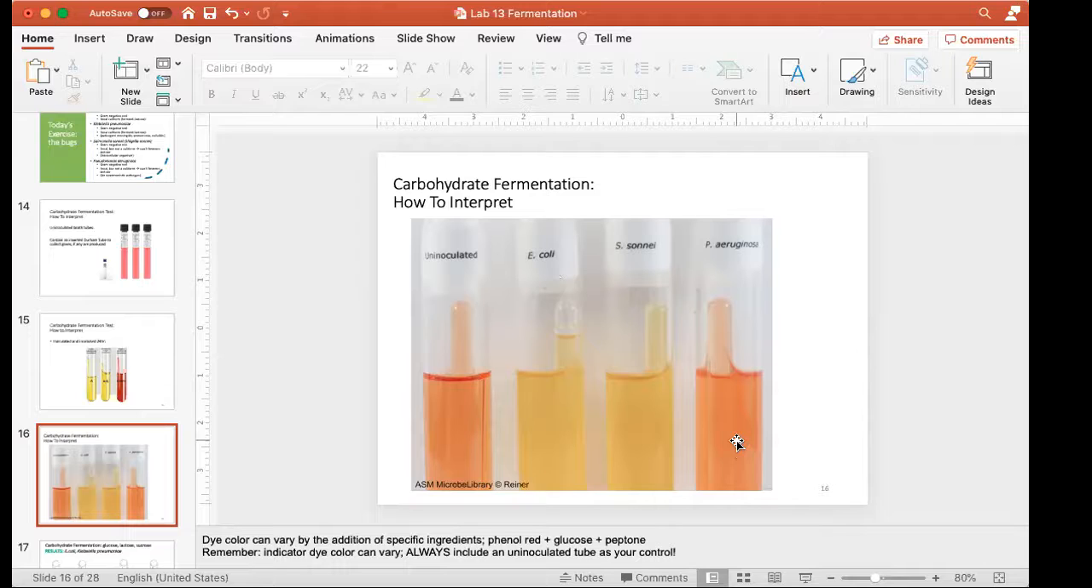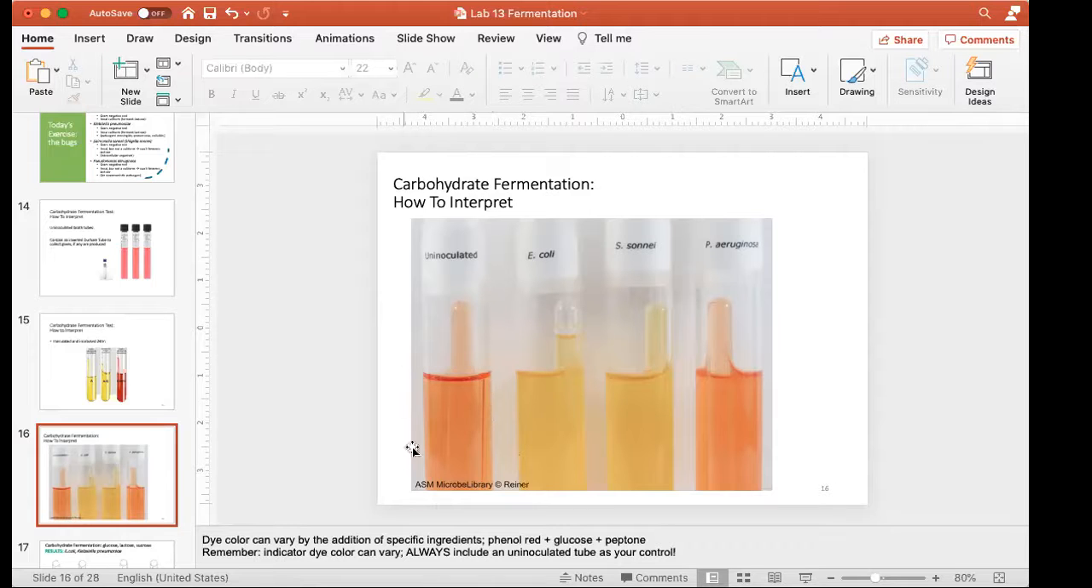So it's really important to take a tube of your carbohydrate fermentation medium that you did not inoculate and put it in the incubator right along with your other tubes as your control tube. You want that uninoculated tube to be handled the same way that all your other tubes get handled. The only thing that differs is that it doesn't have any cells in it.